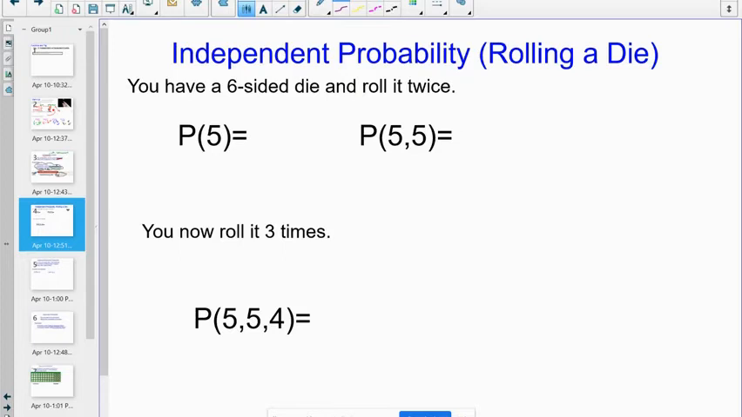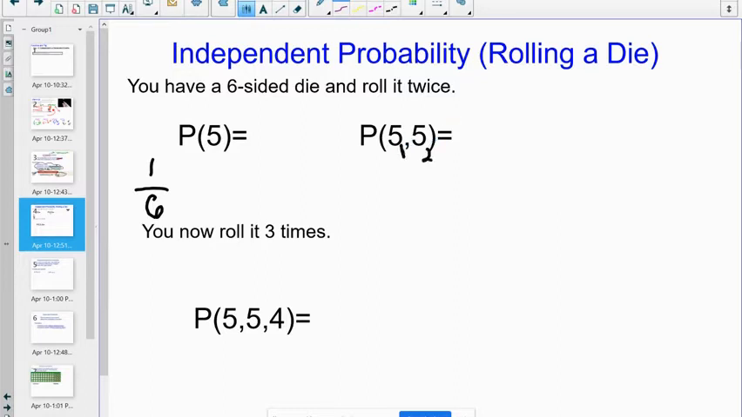So if you have a 6-sided die and you roll it twice, what is the probability of rolling a 5? Well, we've got to think of how many total outcomes there are. On a die, there's 6 sides, so there's 6 different options you can get. And how many sides have the number 5 on them? Just 1.